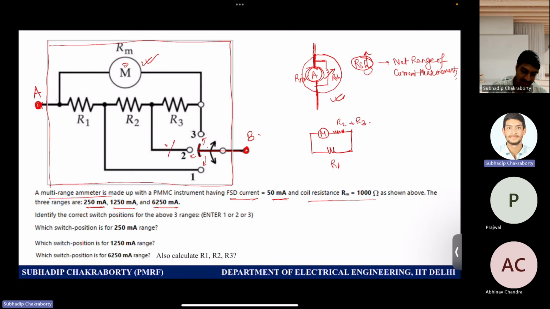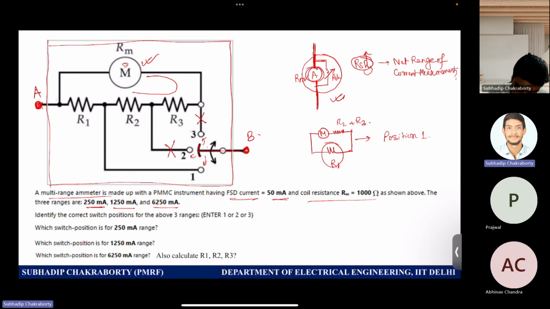Because these 2 points are of no use in that condition when you have plugged into 1, and your overall R2, R3 and Rm come in series. Agreed or not? This is position 1. So effectively your R1 is only there in the shunt path. So obviously it is the least.